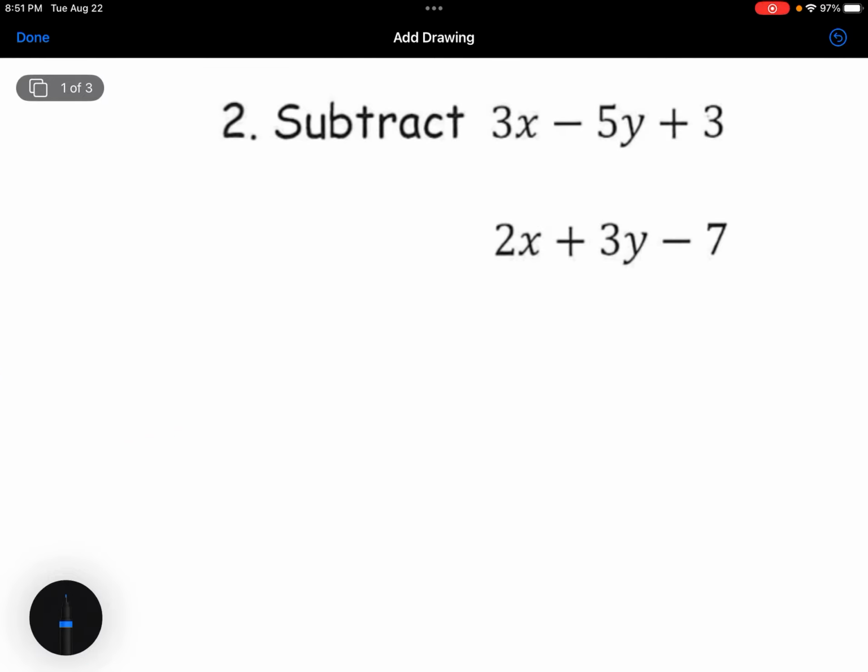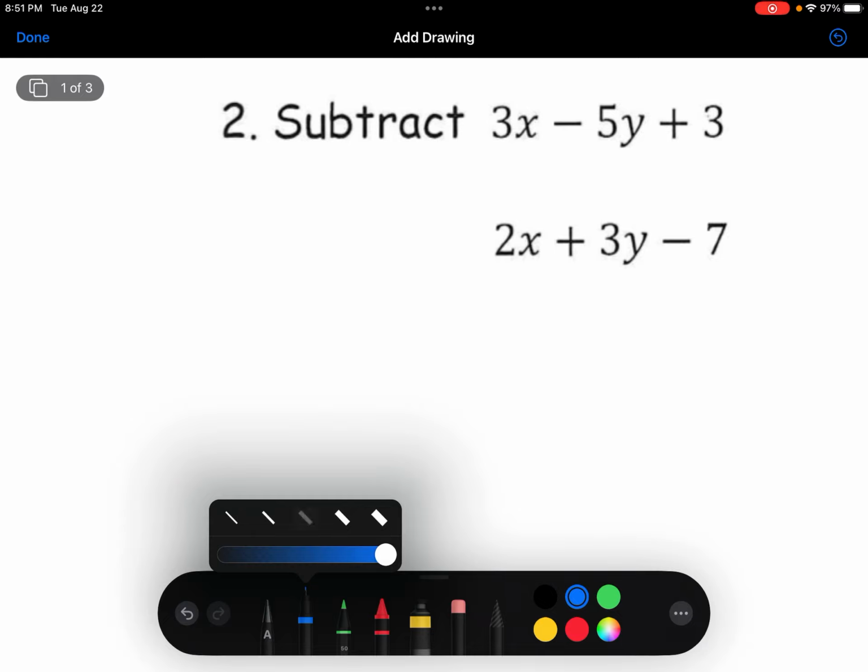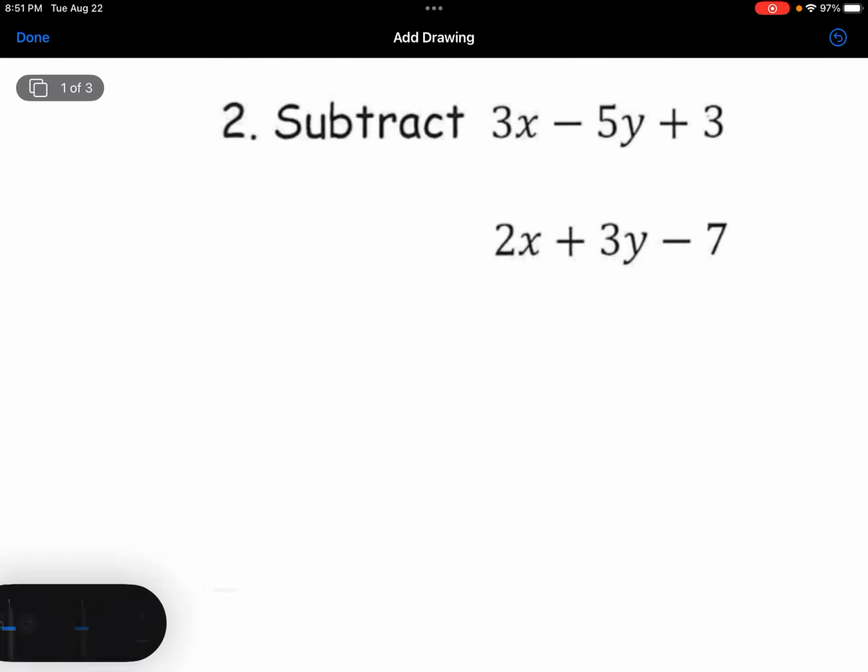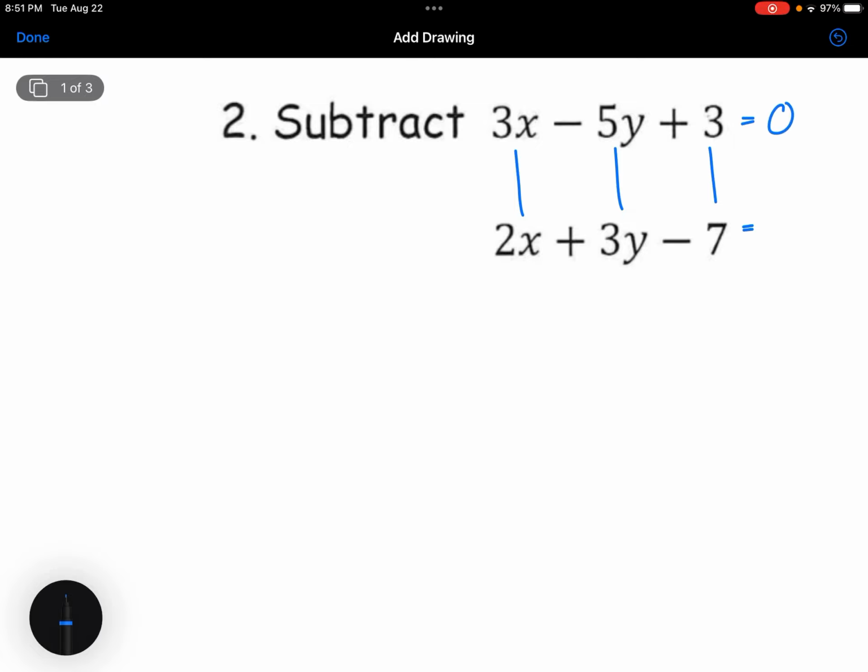Now, moving on to the next part, we need to understand how to subtract equations. For this part, I'm going to subtract the equations exactly how they're written. We've lined up our x's, our y's, and our constants. And if there was an equal sign, we would line that up as well. So in this case, if we had equals 0, then that would be lined up as well. We want to make sure everything is lined up.